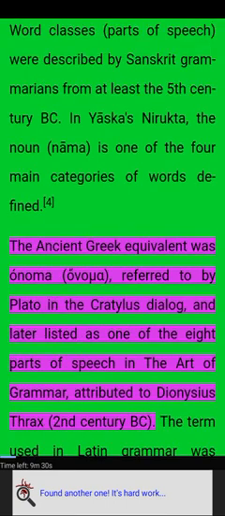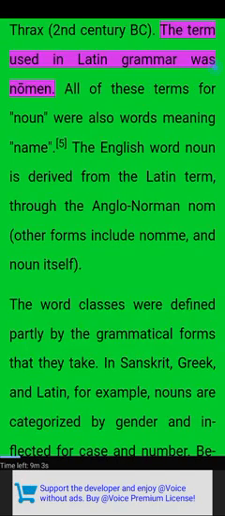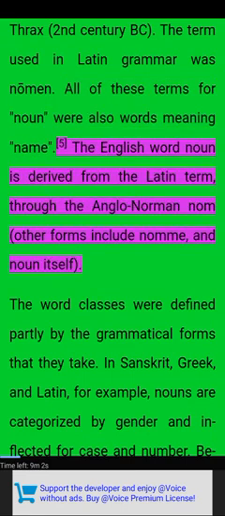Dionysius Thrax, 2nd century BC. The term used in Latin grammar was nomen. All of these terms for noun were also words meaning name. The English word noun is derived from the Latin term, through the Anglo-Norman nom. Other forms include nami, and noun itself.